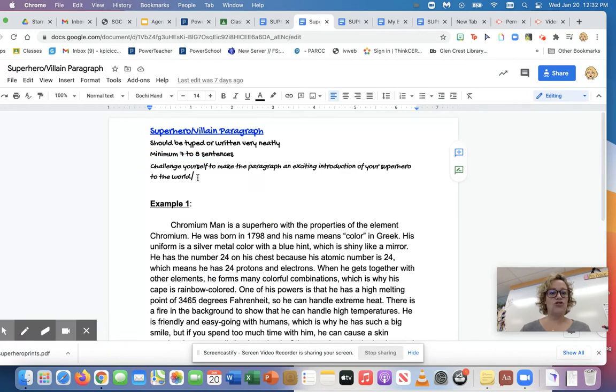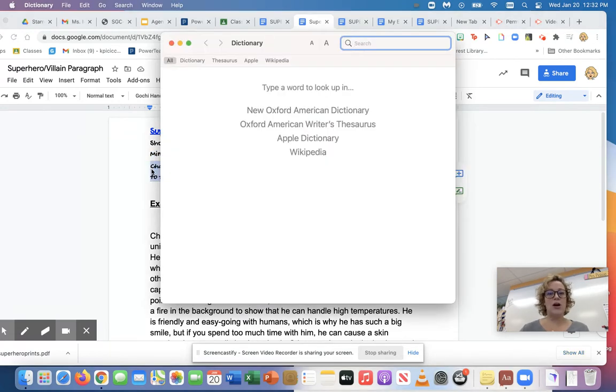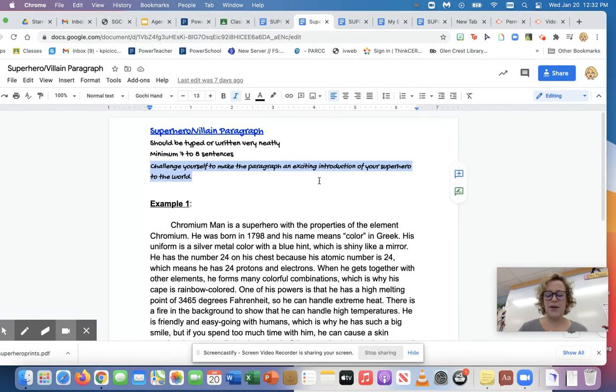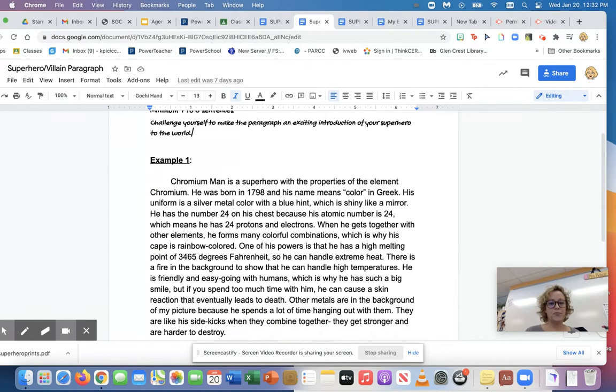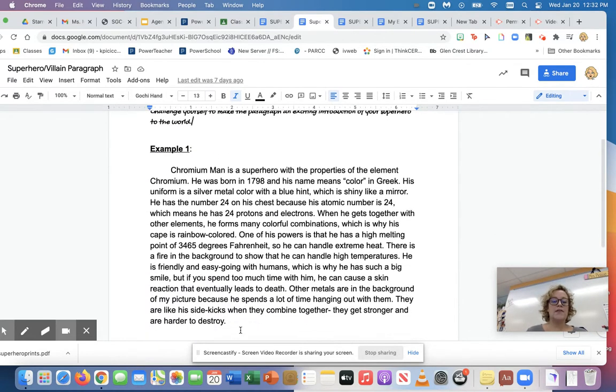And then it says challenge yourself to make the paragraph an exciting introduction to your superhero to the world. So basically what you're doing is you're writing 7 to 8 sentences about all the cool stuff that you learned. And what it could end up being is basically explaining what's in your picture. So you could say, hey, this is Neon. Here's who I have, and here's some stuff about what I drew. So let me show you a picture. Here's example 1. This is a pretty simple one.